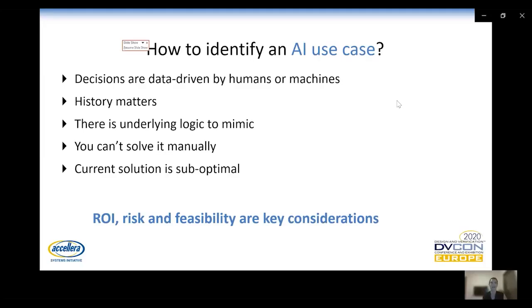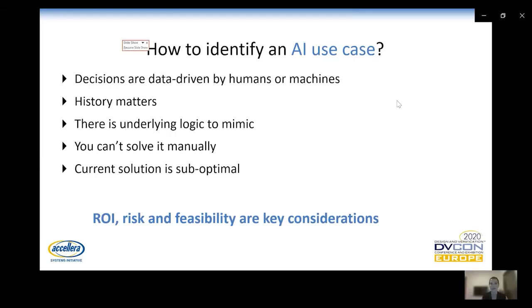The next one is that history matters, meaning that the history can predict what's going to happen. It doesn't mean that nothing will change, but it means that if we look, I don't know, 1 day before, 2 weeks before, looking at the data can indicate what's going to happen.